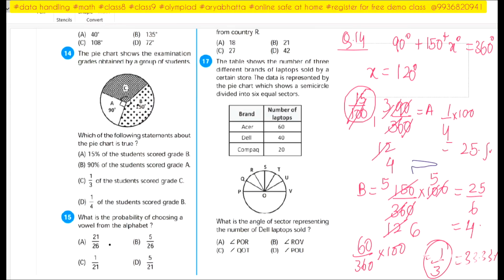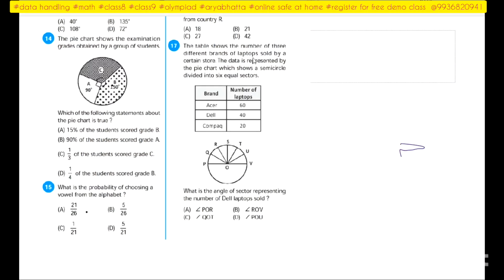Number 17, they are saying the table shows the number of 3 different brands of laptops sold by a certain store. The data is represented by a pie chart which shows a semicircle divided into 6 equal sectors. So Acer, Dell and Compaq. Number of laptops sold by Acer is 60, then 40, then 20. What is the angle of the sector representing the number of Dell laptops sold?